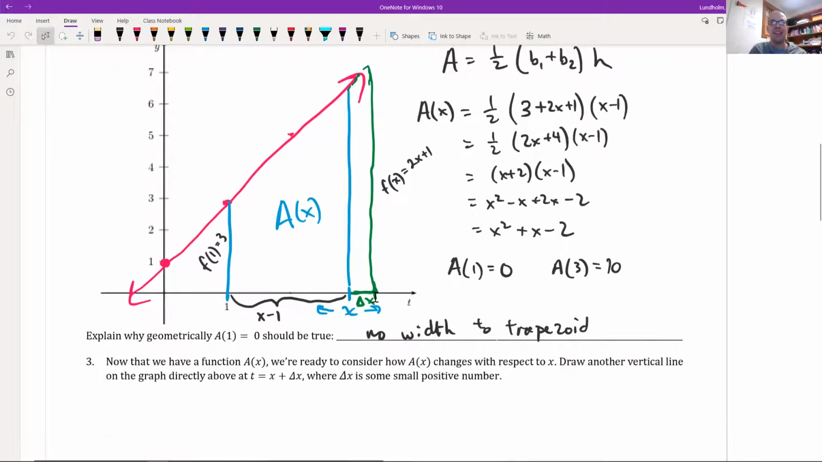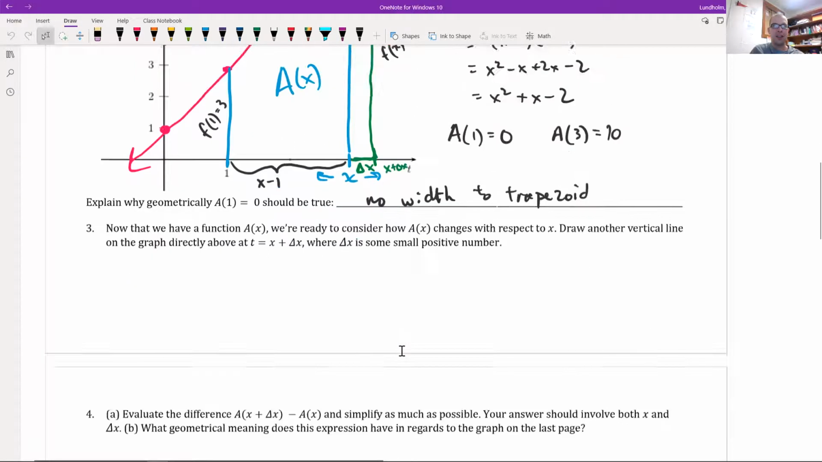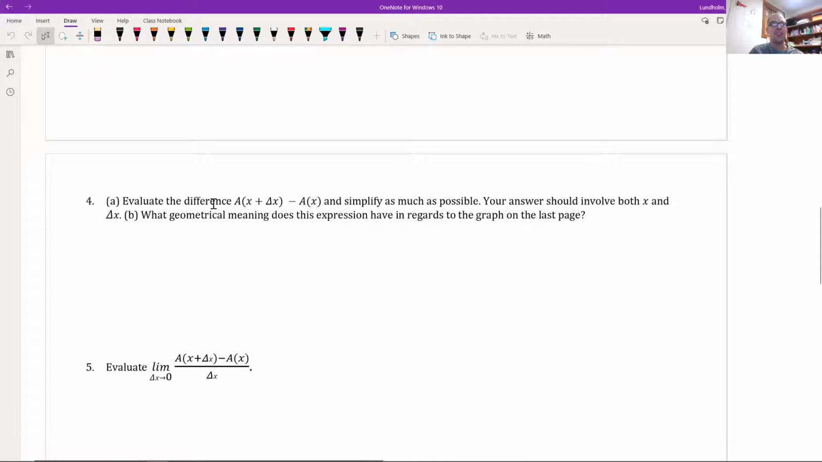So this is X, and then the right-hand boundary of this would be X plus delta X, where delta X is the little distance in between X and X plus delta X. Just a little nudge. Cool. On to the next one. Evaluate the difference of our area function where we put in X plus delta X as our input and then subtract off just the area function.